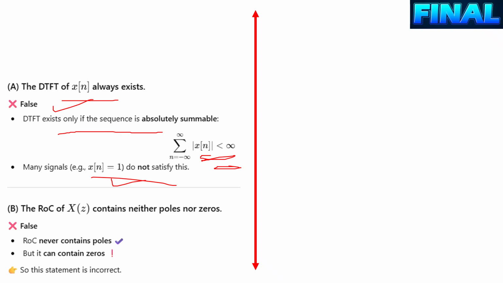The second option is that the ROC of X(z) contains neither pole nor zero. Definitely it should not have a pole. A pole means something divided by z minus 1, so here the pole is at z equal to 1. The numerator is called your zero. In that case the numerator may be 0, which means in that case a pole may exist.